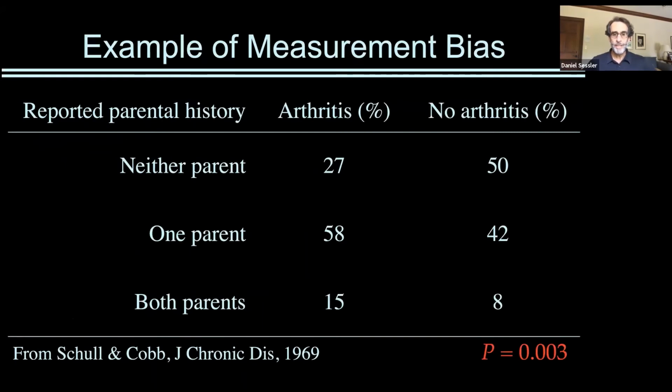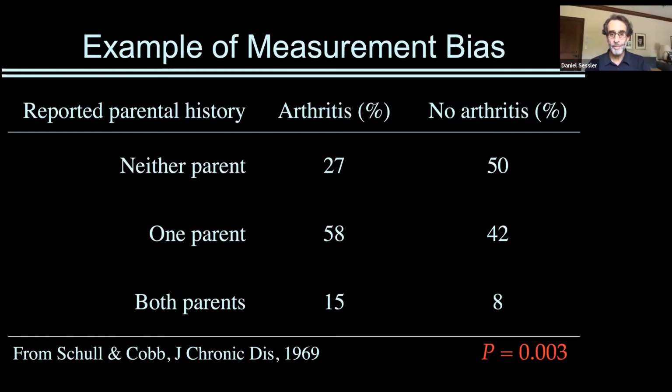So let me give you an example of measurement bias. This is a true published study. The investigators wanted to know whether arthritis is hereditary. So they did a very simple study. They found people who had arthritis and a very well-matched control group that did not have arthritis. So it's a case control design here. And they asked people whether one parent or both parents had arthritis.